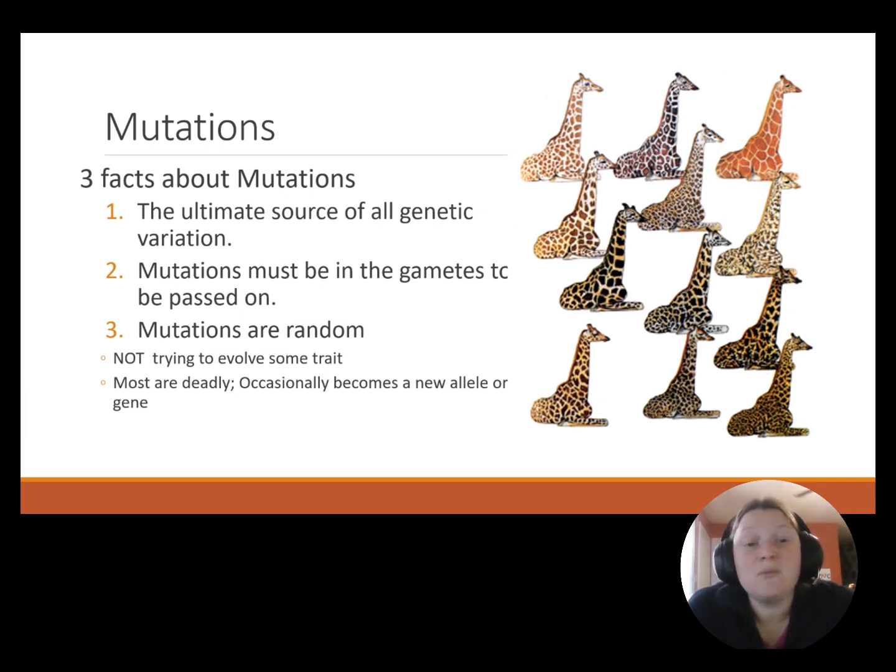For those mutations to be passed on into the next generation, they have to be in the gametes. So an example: if you have some mutations in your skin cells on your arm, you might develop a skin cancer. But because that mutation is not in your gametes, it's not going to be passed on to your kids. Our third fact is that mutations are random.